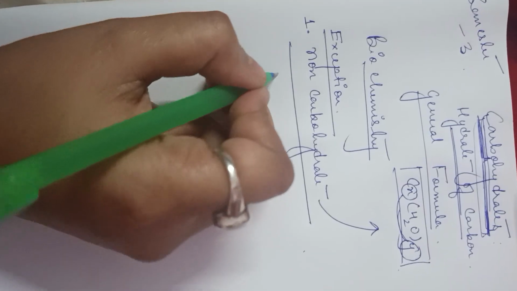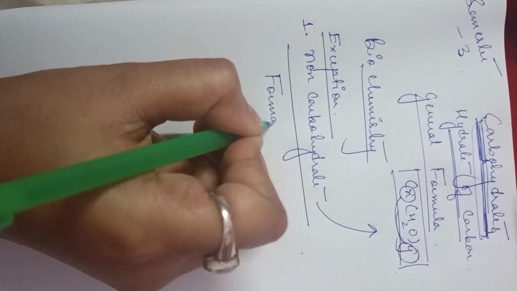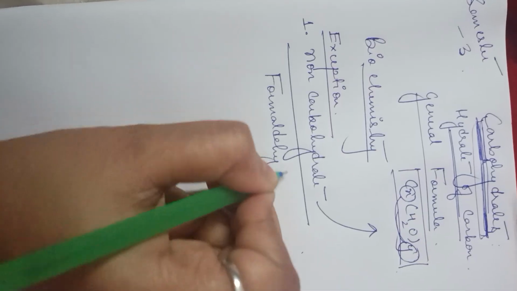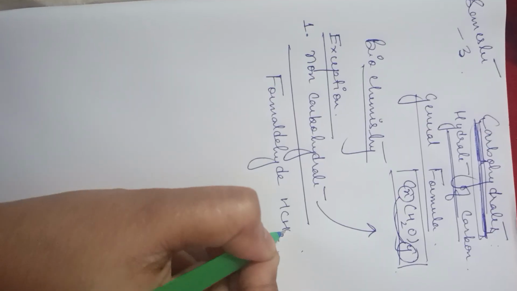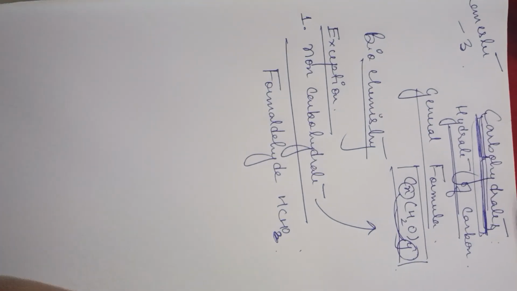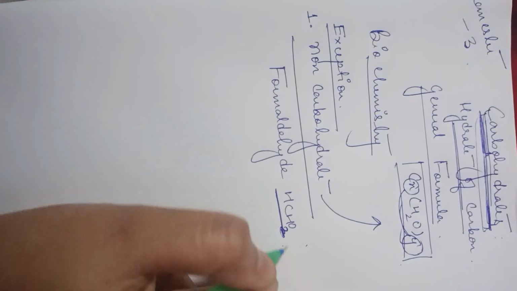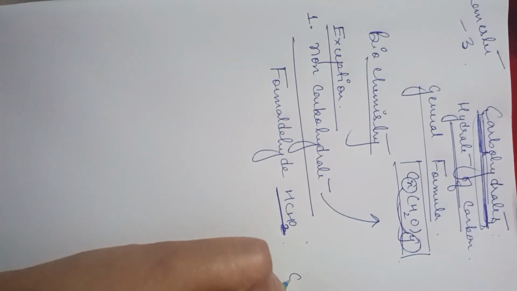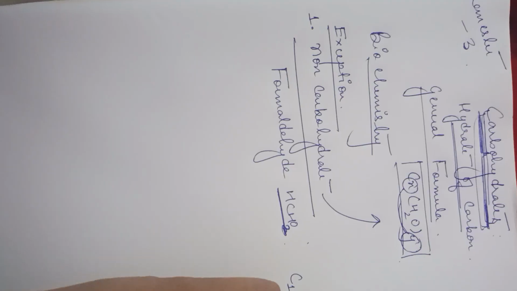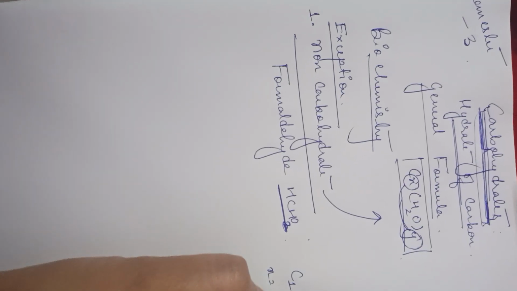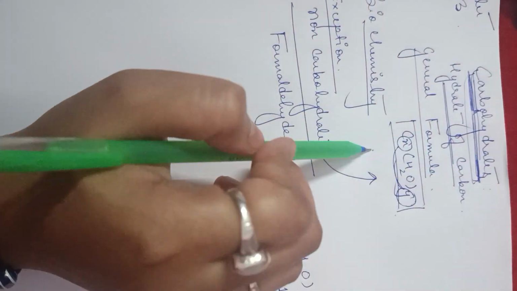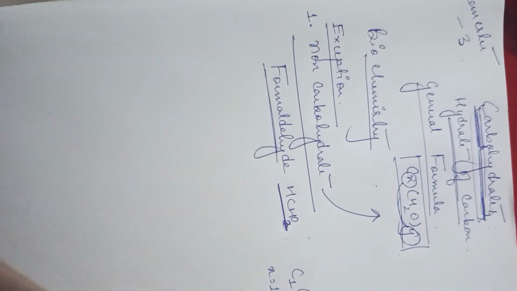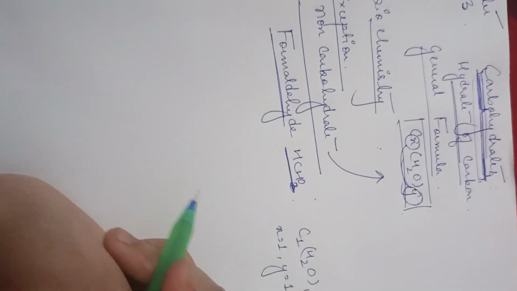What example? Let's see. Formaldehyde. The formaldehyde formula is HCHO. In this HCHO, arrange it like this: C1 H2 O1, so x equals 1, y equals 1. According to the general formula of carbohydrate, this formaldehyde may be a carbohydrate, but no, formaldehyde is not a carbohydrate. So this is the exception over here.